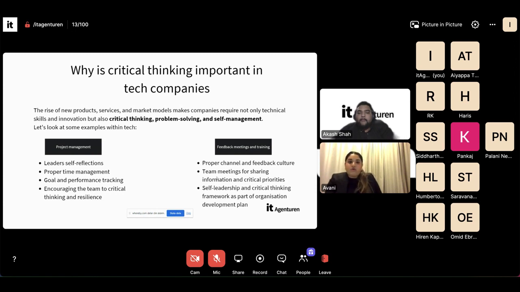And for any tech company to work and deliver their KPIs or goals, it is very important that you incorporate self-leadership, critical thinking, and problem-solving approaches in your framework as an organization's development plan.